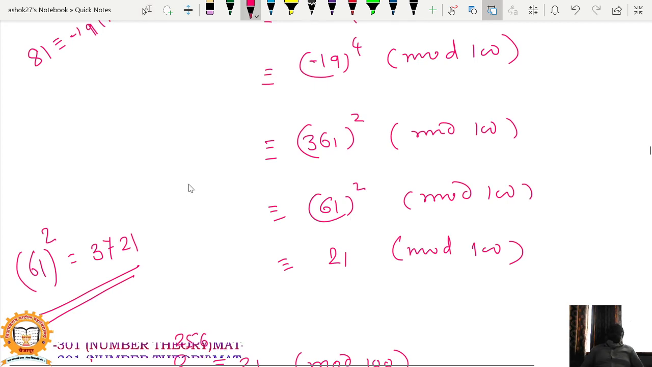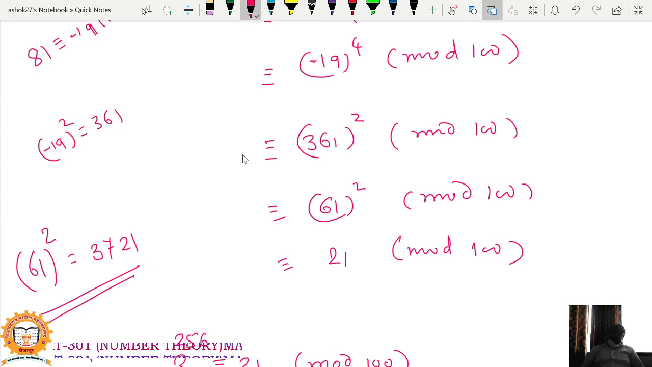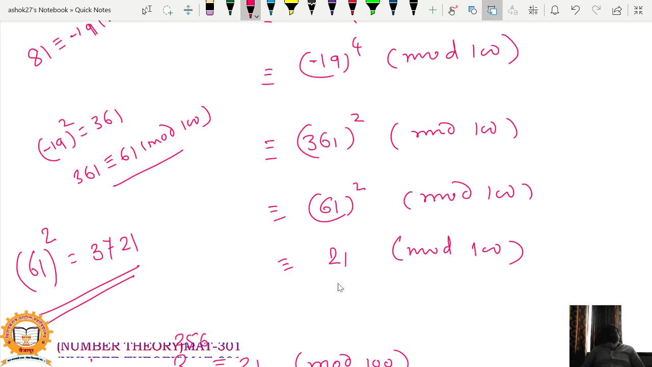So what is 19 square? Minus 19 square is equal to 361. So 361 is congruent to 61 modulo 100. You can observe, using that, 361 square is congruent to 61 square modulo 100. Again 61 square is equal to 3721, which is congruent to 21 modulo 100.